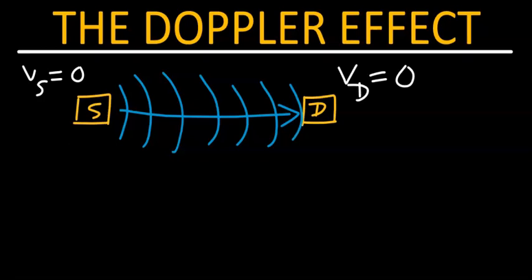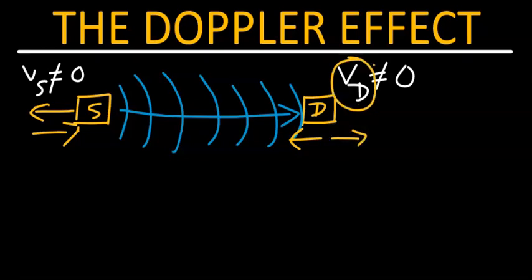Now let's assume the source is not stationary. It is moving in some way. And likewise, the detector is also not stationary and it's moving in some ways. When we say they are moving in some ways, the source can move away from the detector or towards the detector with that much speed. Likewise, the detector can move towards the source or away from the source with that much speed.